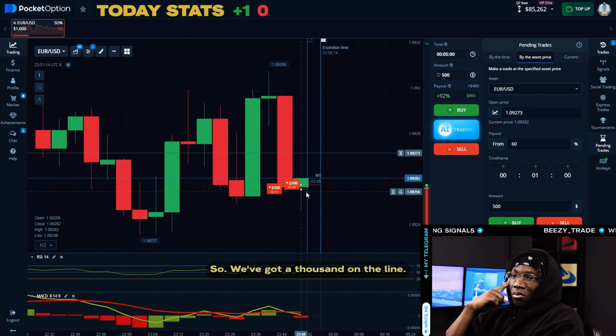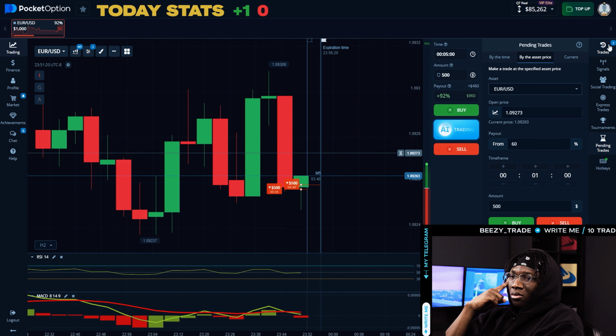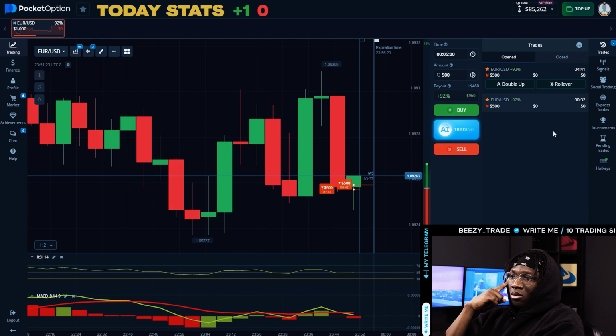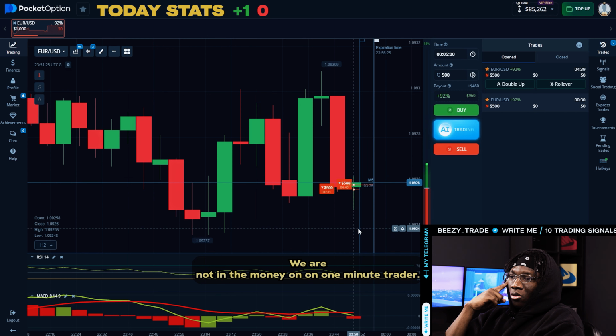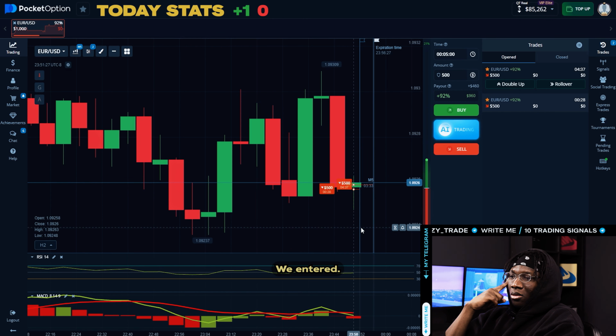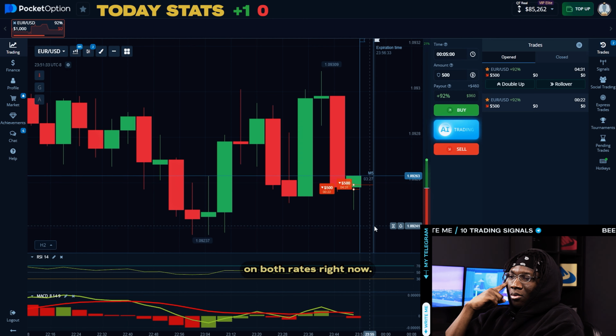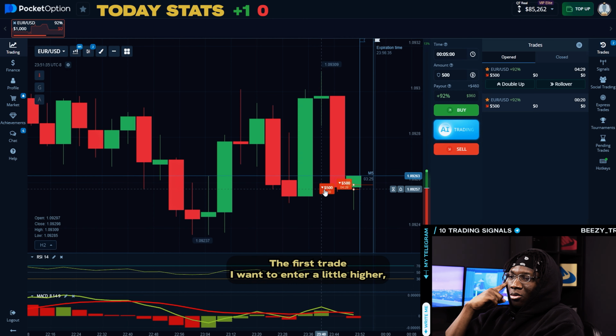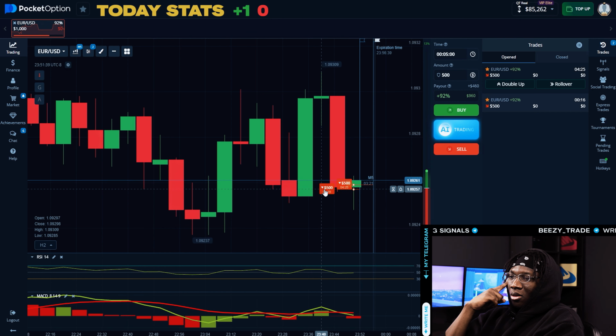So we've got 1,000 on the line. We are not in the money on a 1 minute trade that we entered, and we're out of the money on both trades right now. The first trade I wanted to enter a little higher, but it seems like even that wouldn't have really helped the situation.